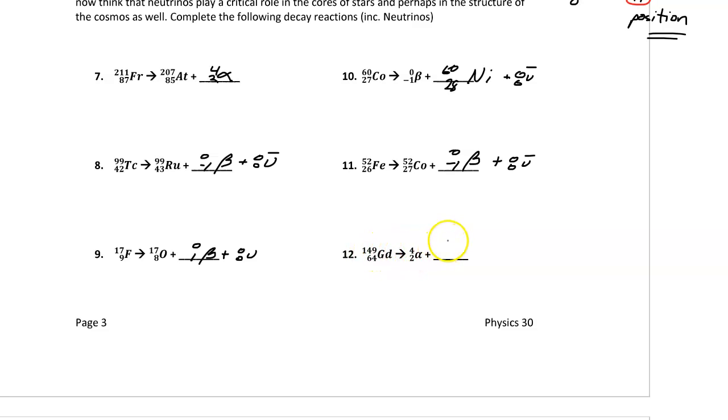149 becomes 4 and 145. 62 becomes 2 and 62. And therefore this is samarium. No neutrino here because it is alpha.